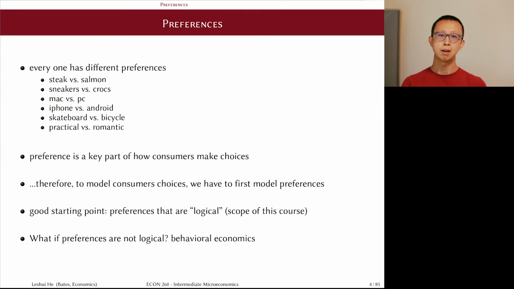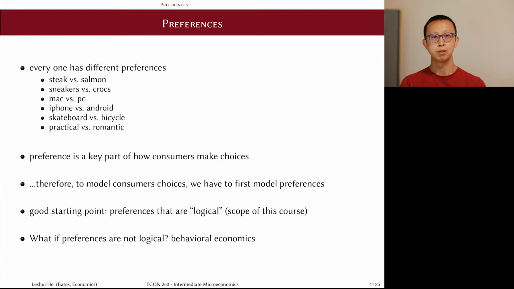We understand that every consumer, every individual in the world would have different preferences. Some people may prefer steak over salmon, some people may prefer sneakers over Crocs, some people like Macs over PC, others prefer PC over Mac. You can say the same thing about iPhone versus Android phone, skateboard versus bicycle. And even when it comes to relationships, some people may prefer a more romantic relationship, while others might prefer a more practical relationship. Everyone has different preferences.